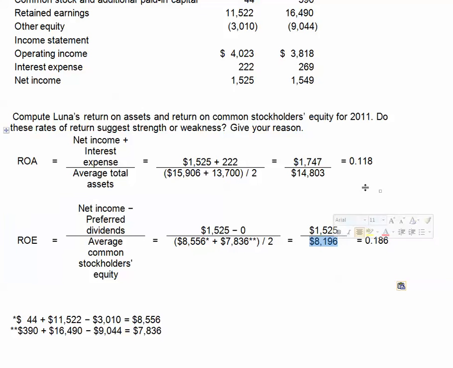So when you do this calculation, we get a return of 18.6%. So basically, for every dollar that the owners, the common shareholders, have tied up in the company, that dollar has earned 18.6 cents. Not bad, not bad.